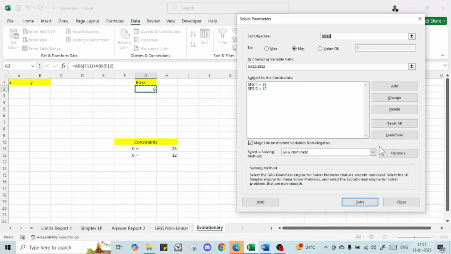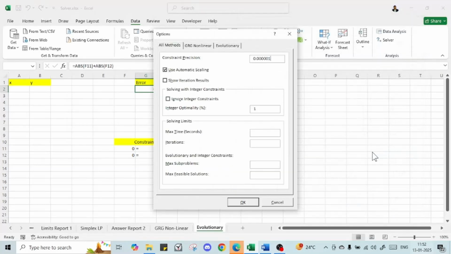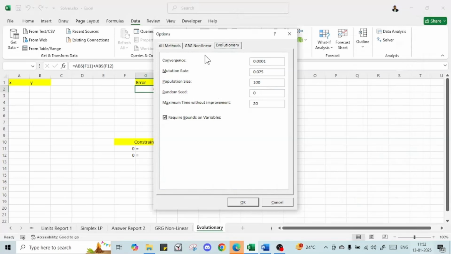Let us solve with whatever required things we have. Let us solve this equation. Change the method from GRG Nonlinear to Evolutionary. If you go to the options, you will see in the evolutionary section the convergence, the mutation rate, and the population size of 100. The random seed is 0, and I'm going to give a random seed of 4. Maximum time without improvement is 30 seconds.